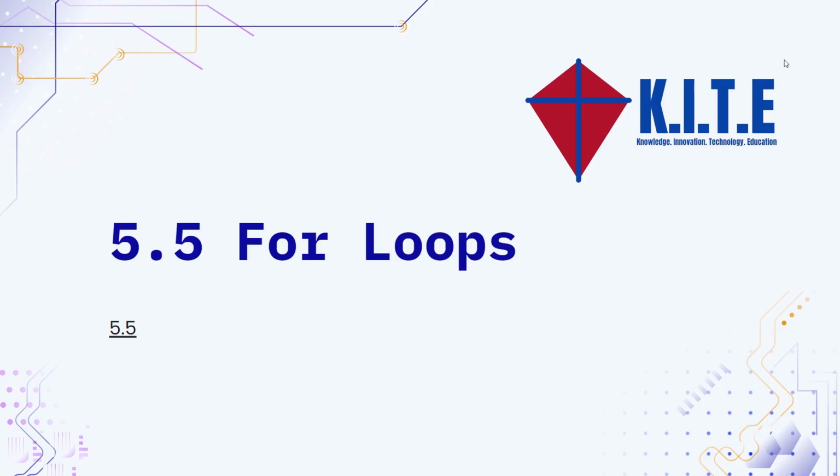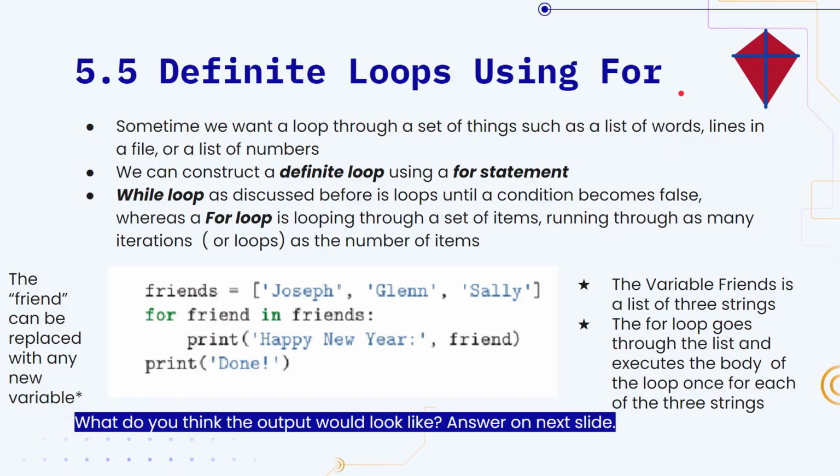Yesterday, we discussed what iterations are and what while loops are. Today, we're going to go over a new iteration, for loops. Sometimes, we want to loop through a set of things such as a list of words, lines in a file, or a list of numbers. To do this, we can construct a definite loop using a for statement.